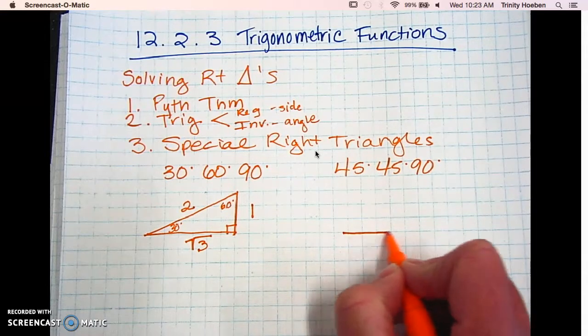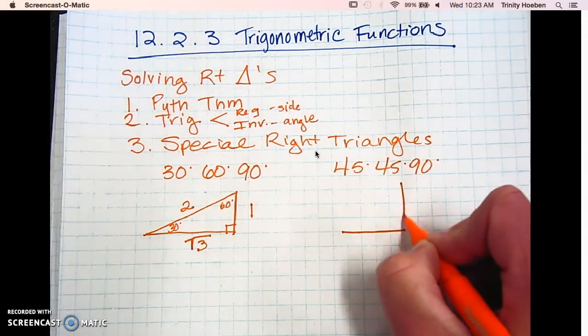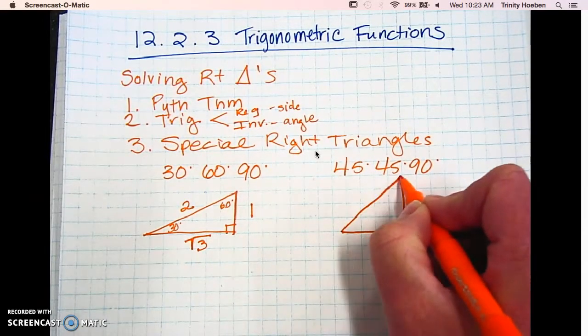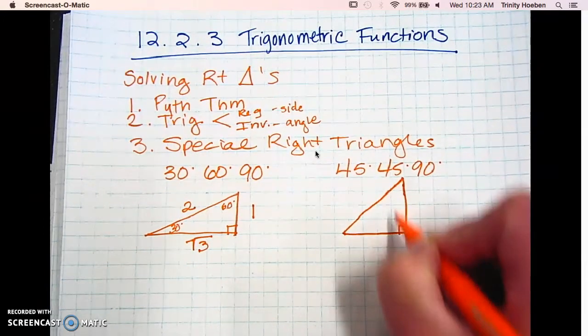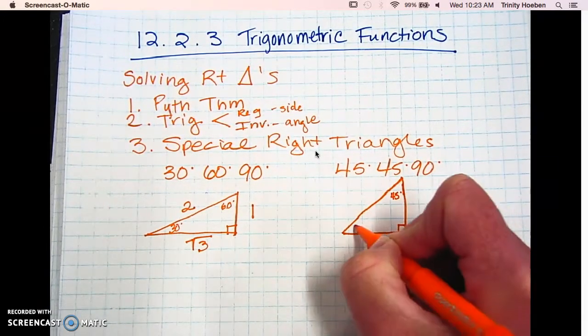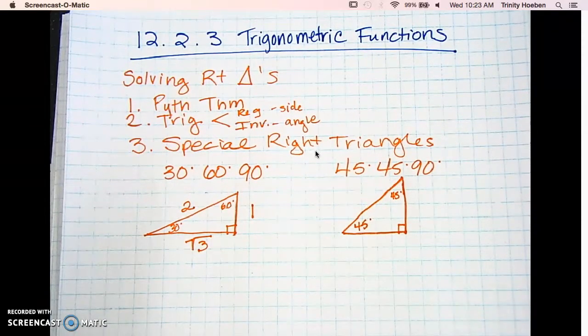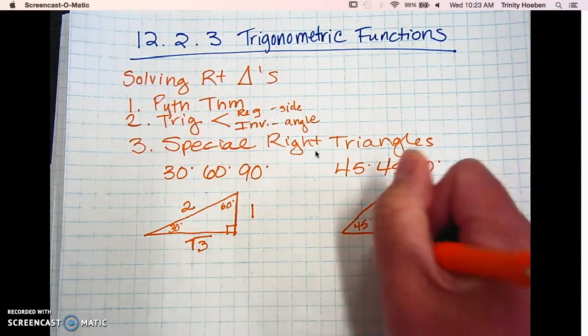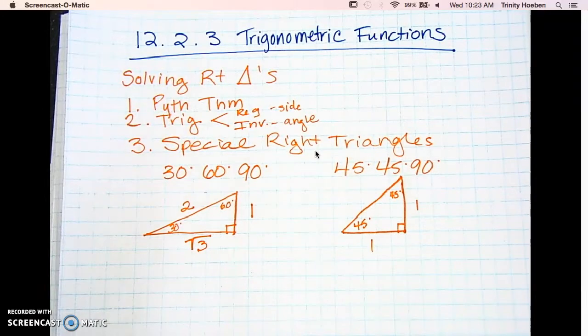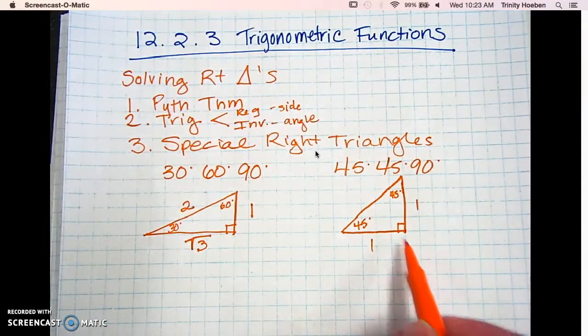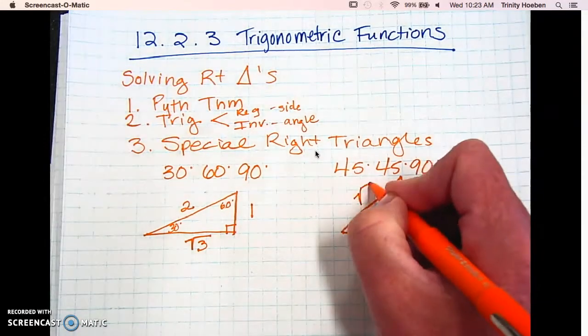The other one is the 45, 45, 90. If they're 45 and 45, the two sides opposite them are going to have the same ratio, right? Because 45 and 45 are the same measure. So their two opposite sides are going to be in a ratio of 1 to 1. And then opposite the 90 is going to be the rad 2.